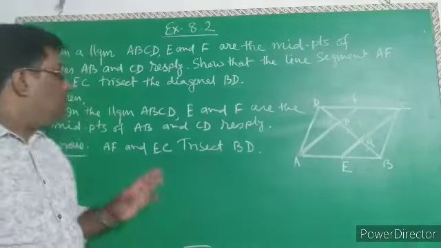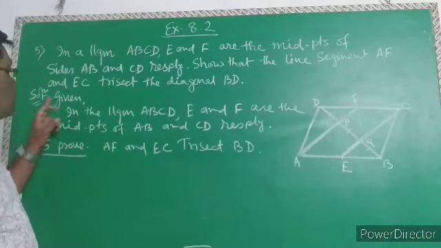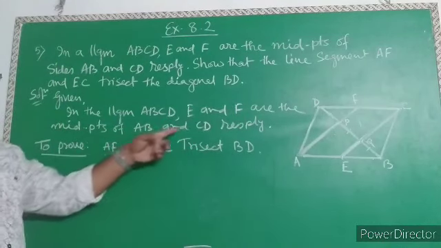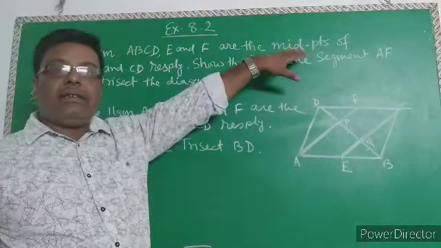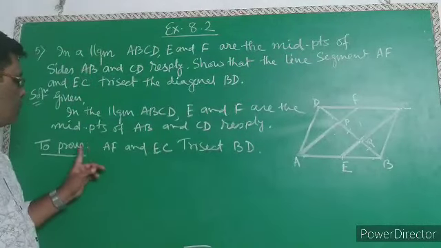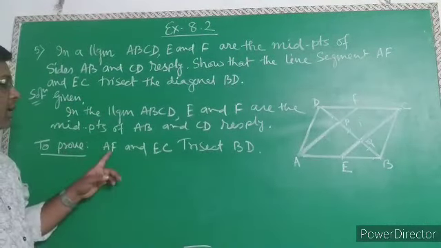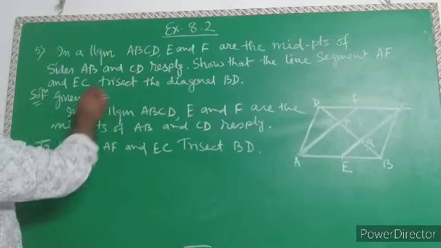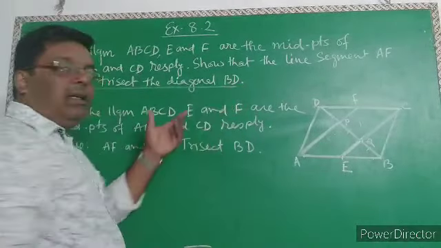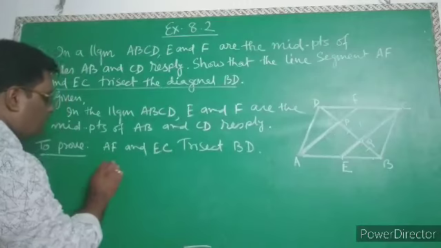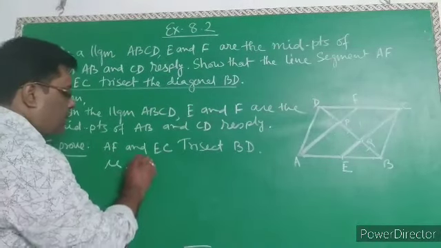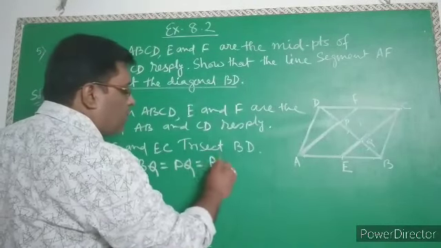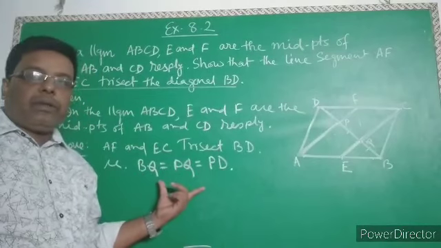So in this proof part, we first write the given: in the parallelogram ABCD, E and F are the midpoints of AB and CD respectively. That is exactly the same as the question. We have to prove that AF and EC trisect BD. So you can write: the line segments AF and EC trisect the diagonal BD. This we have to prove. That is, actually we have to prove that BQ is equal to PQ is equal to PD.